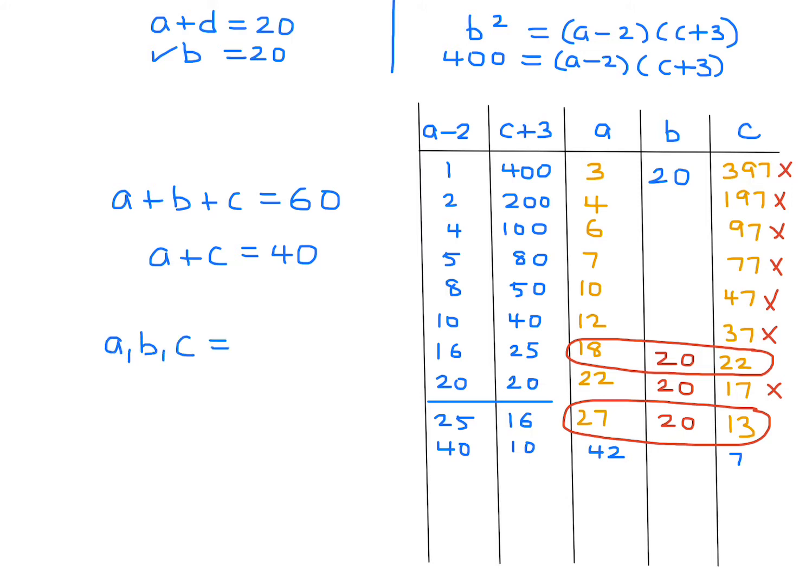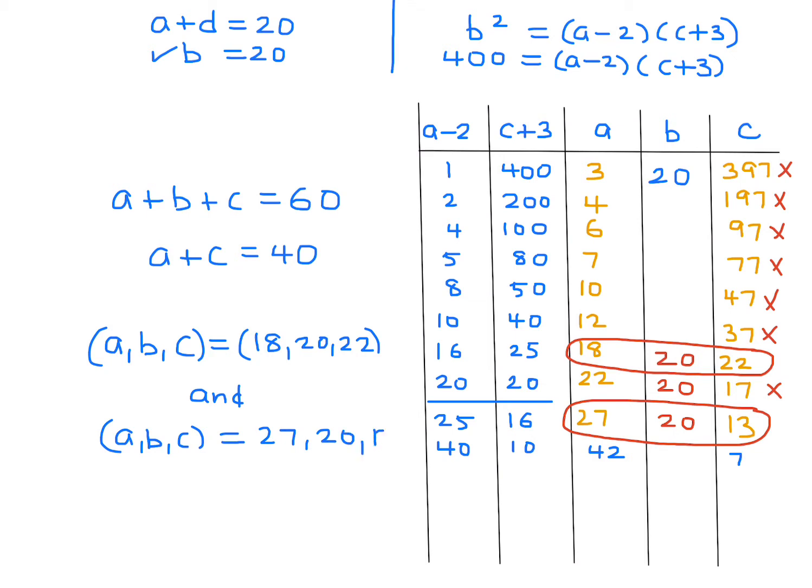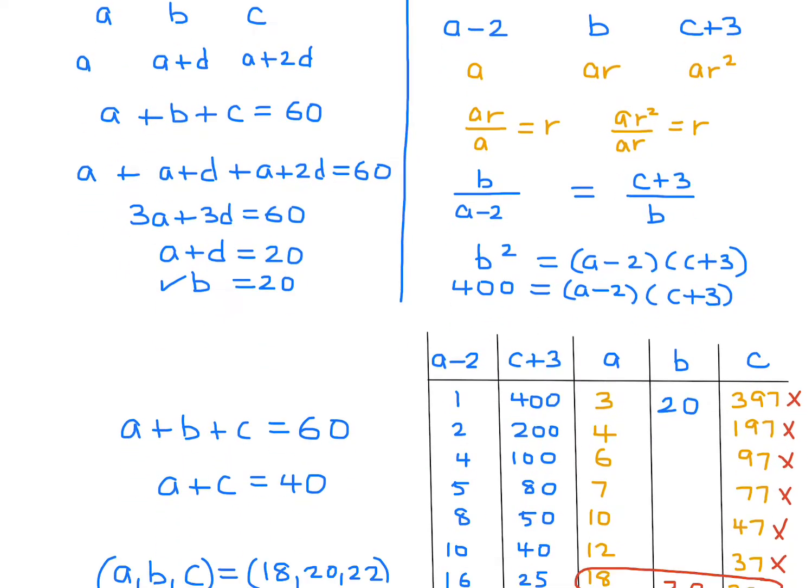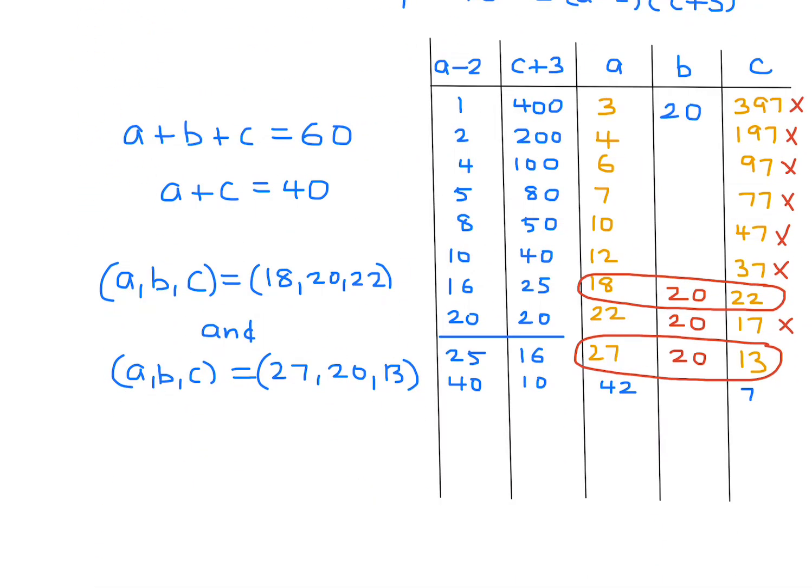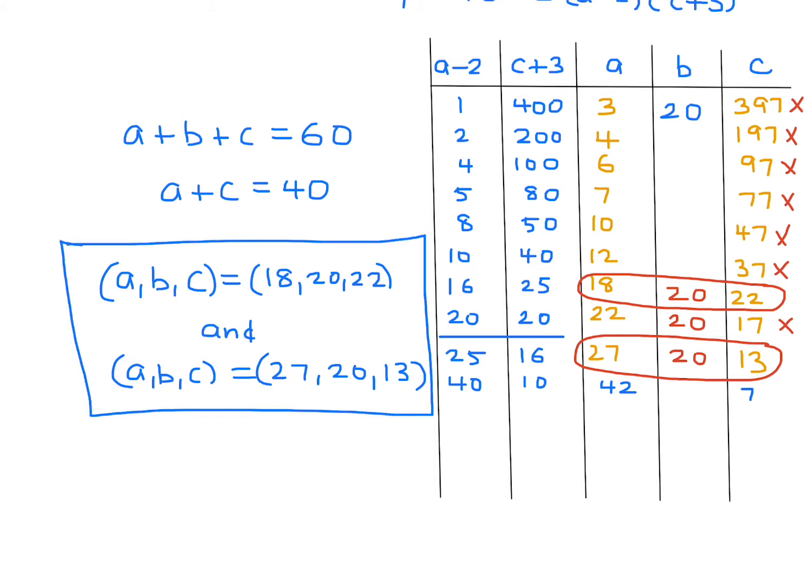So A, B, C is 18, 20, and 22. That's the first one. And A, B, C can also be the second one, which is 27, 20, and 13. And you can go back and verify this just to make sure that you got the right answers to the question. And indeed we have. So there you go. Those are the only possible values for A, B, and C that satisfy all the requirements of the question.